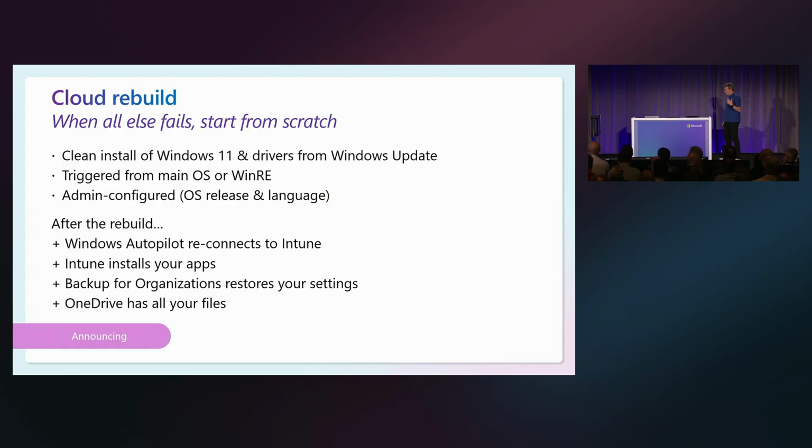So point-in-time restore, we hope it's used for all sorts of different malfunctions, recovers super quick. Sometimes you just need to start fresh, start from scratch. And so what we're announcing today is the ability to trigger a Cloud Rebuild. This will clean install Windows 11 and any drivers from Windows Update. You can trigger it when the device is in WinRE or also just in main OS. So you could push down from Intune a policy that says Cloud Rebuild.